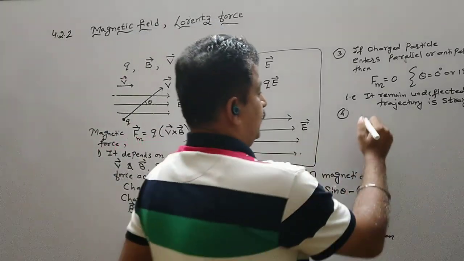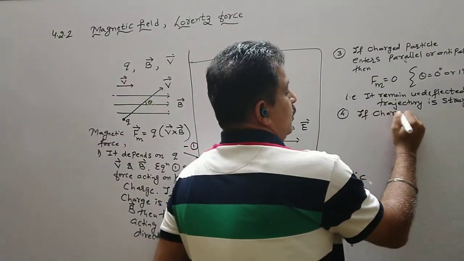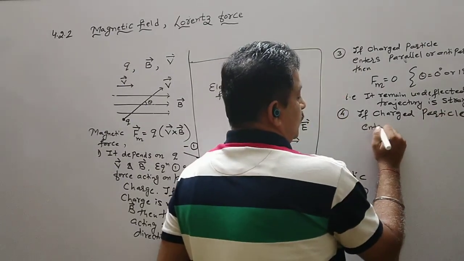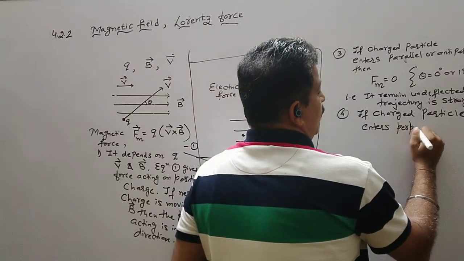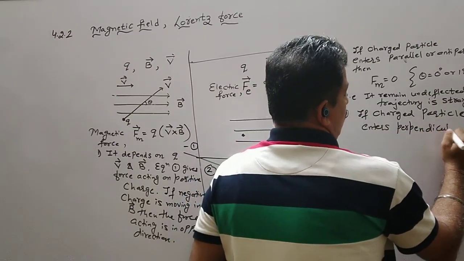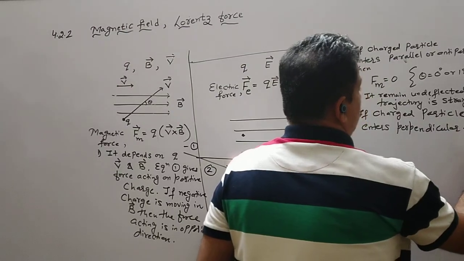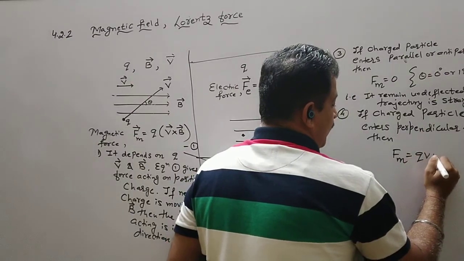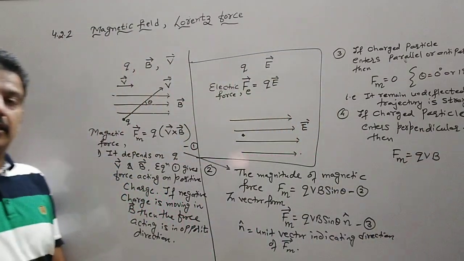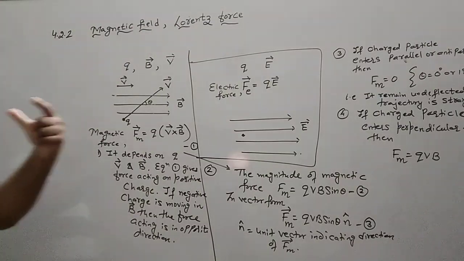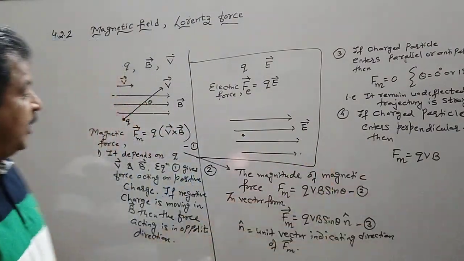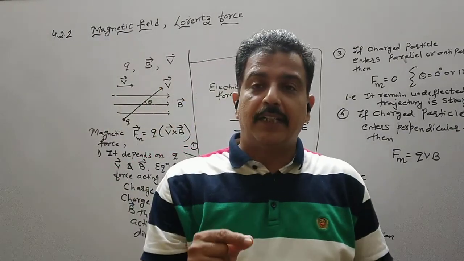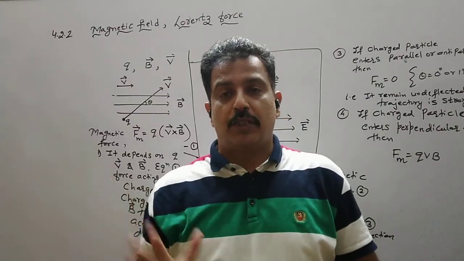So if a charged particle enters perpendicular to the B vector, then the magnitude of the force will be equal to QVB. And we will see that in this situation, if the magnetic field exists, then the charged particle will perform a uniform circular motion.